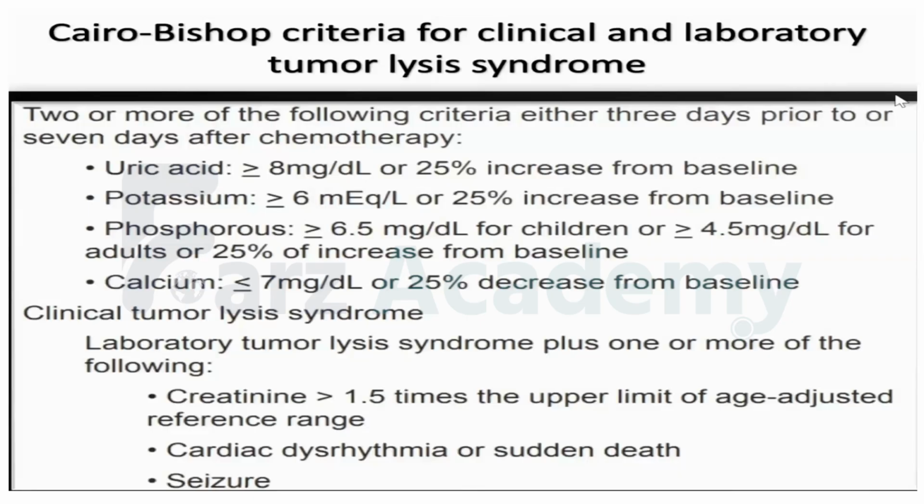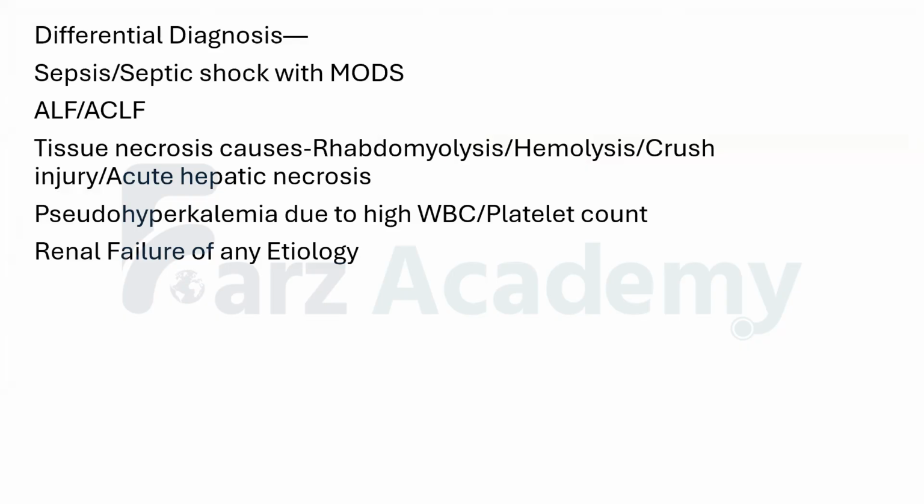These are the lab criteria. And what are the clinical criteria? Laboratory tumor lysis is the lab criteria plus one or more of the clinical criteria. So out of three, at least one or more clinical: creatinine more than 1.5 times the upper limit of the age-adjusted range, cardiac arrhythmias, like in our case where the patient had ECG changes, or sudden death, and seizures. When any one of the clinical or two or more of the lab criteria are fulfilled, then we can label it as tumor lysis syndrome.